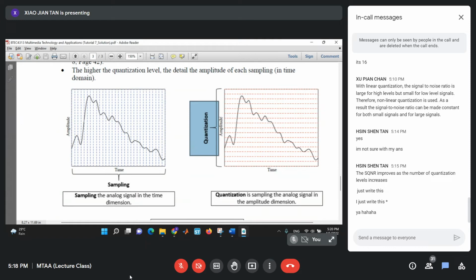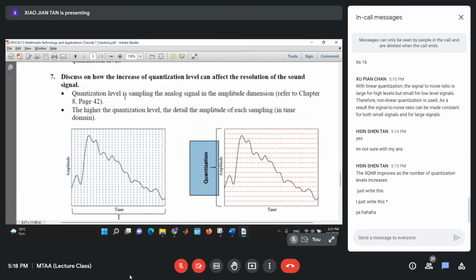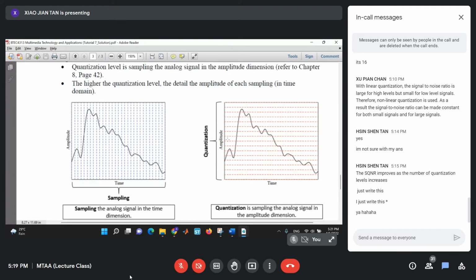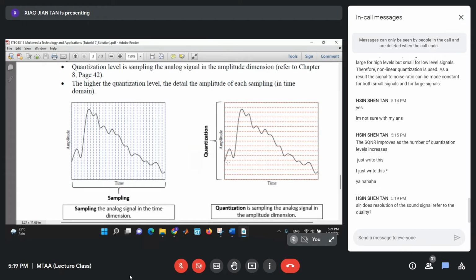When you have a higher quantization level, it means you are more sensitive. Since you are more sensitive, you will reduce the quantization error. Okay, SQNR will be reduced. So quantization level is sampling the analog signal in the amplitude dimension, which is the y-axis. So the higher the quantization level, the more detailed the amplitude you would be able to obtain in each sample in the time domain, so you get a higher sensitivity.